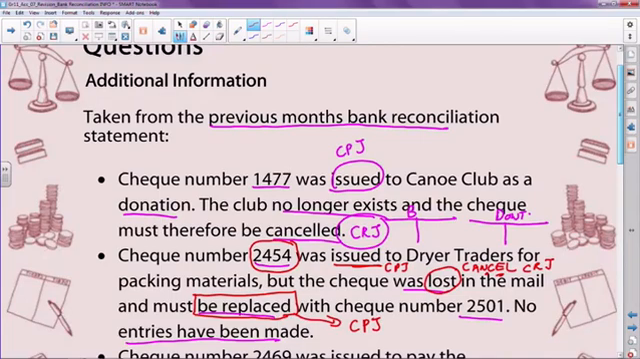But remember, the issue of the new check is being made on the last day of the month, on the 30th of September, and you've already received your bank statement. So even though you're going to issue this check and record it in the CPJ, this check is not going to be cashed.